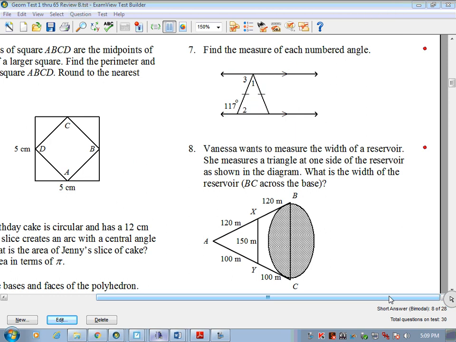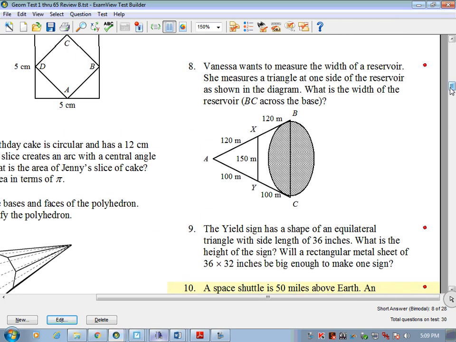8, Vanessa wants to measure the width of a reservoir. She doesn't want to get her tape measure out. She measures a triangle on one side of the reservoir, shown on the diagram below. What's the width of the reservoir?